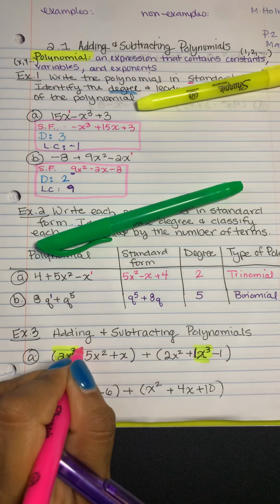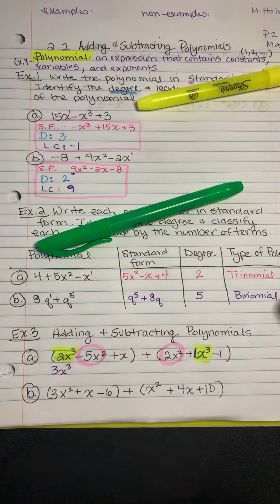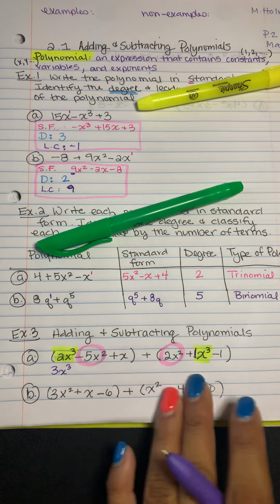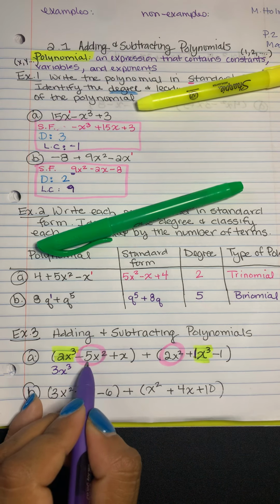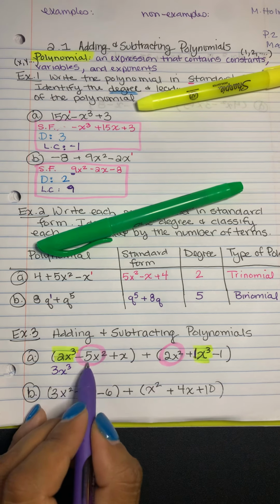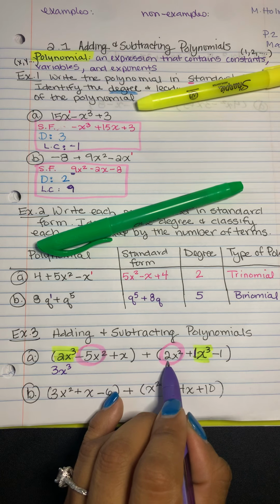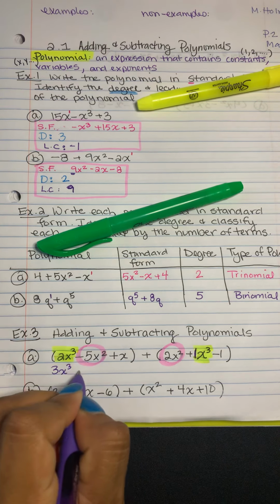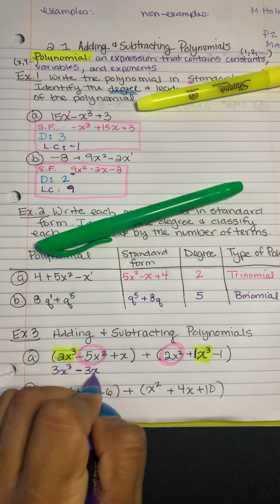You can highlight this. You can circle it. Whatever you're comfortable with. You don't have to do anything. You don't have to do all this highlighting, but I'm showing you what terms are alike. Now we have a negative 5x squared and a positive 2x squared. You have a negative 5 and a positive 2. We are subtracting, and we're going to keep it negative. That's going to give us a negative 3x squared.